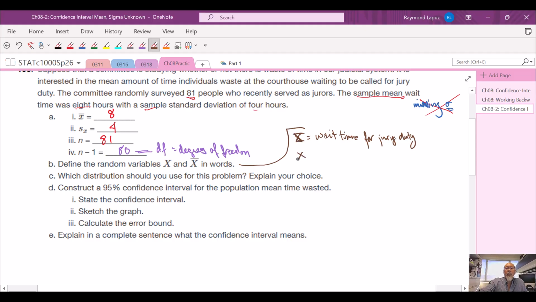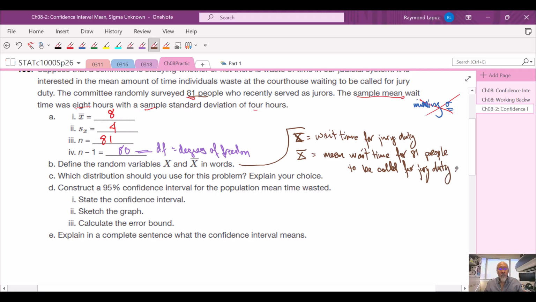And then the capital X bar is going to be the mean wait time for 81 people to be called for jury duty. Okay. So that is what we have.